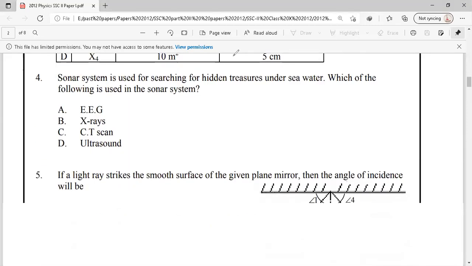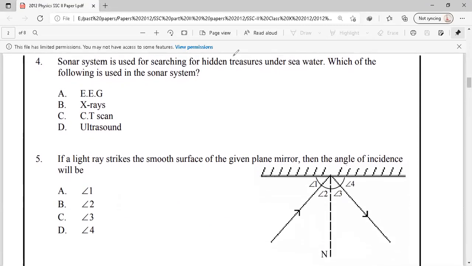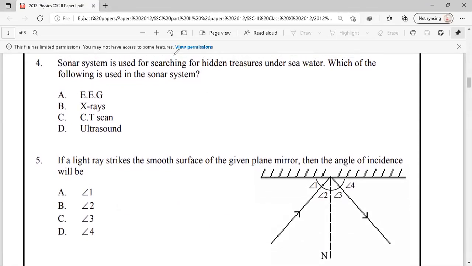Then we have question number 4 and 5. Sonar system is used to find hidden treasures under sea water. We have to identify what type of waves are used for this system. We have studied in the chapter on sound that ultrasound is the one that is used in sonar system to identify hidden objects under sea water. So option D is the right answer for question number 4.